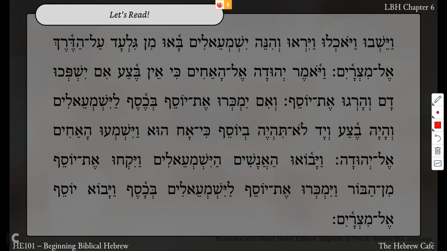Okay, so we've got Judah said to the brothers, and this is indirect speech, right? Not direct speech. It's not quoting him. It's just saying what he said. He said that there is no benefit if they will spill blood and they will kill Joseph. So Vayomer Yehuda el ha'achim ki ein betza im yishpechu dam vehargu et Yosef.